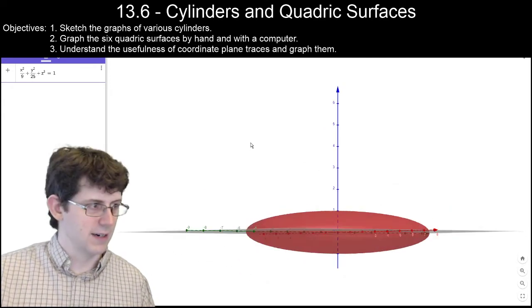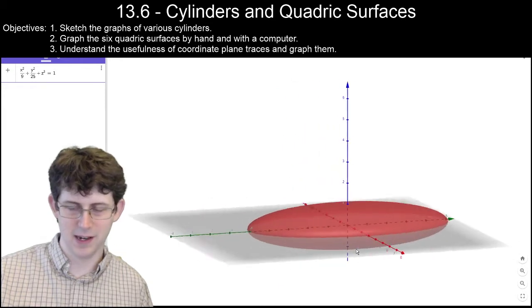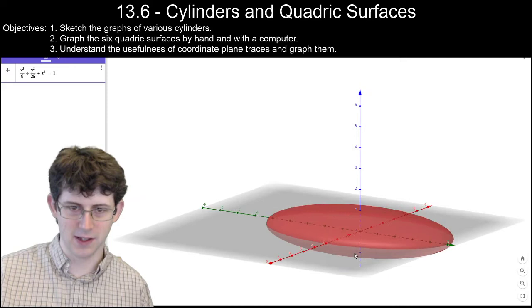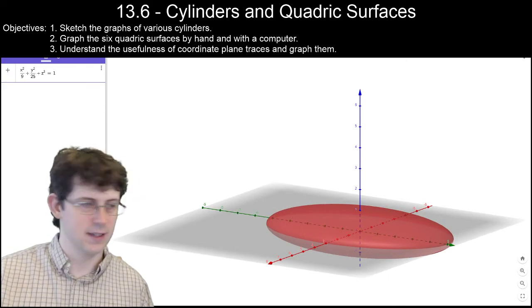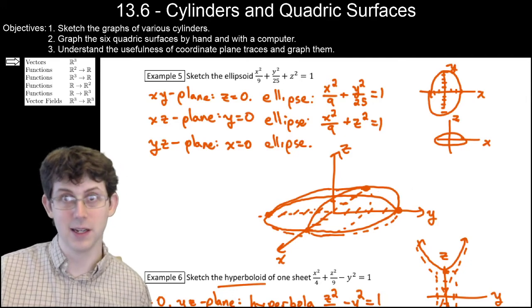What we get is this really flat, I called it a football that had been squished. It's not bad. It's kind of fine. So this is the picture that the computer gives us, and that's compared to the picture that I was able to build with the coordinate traces. And that's pretty good.